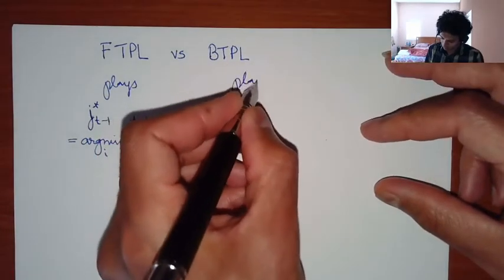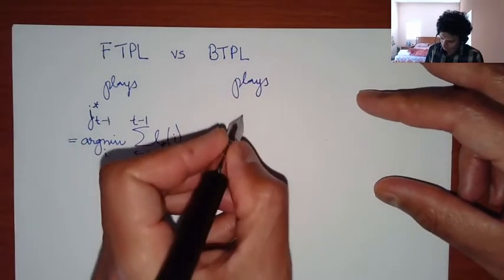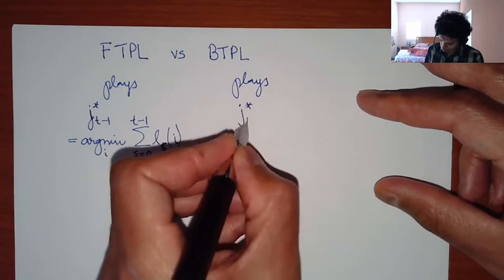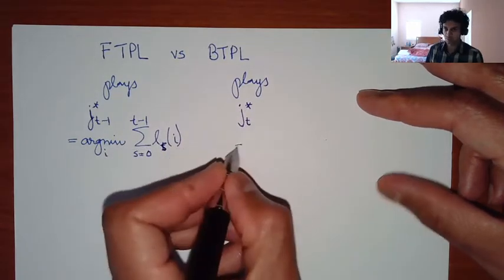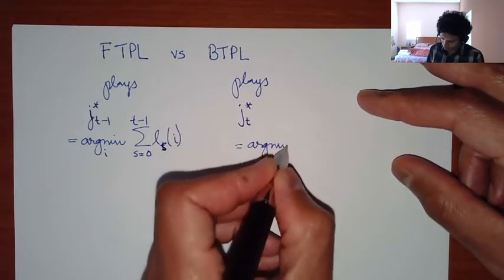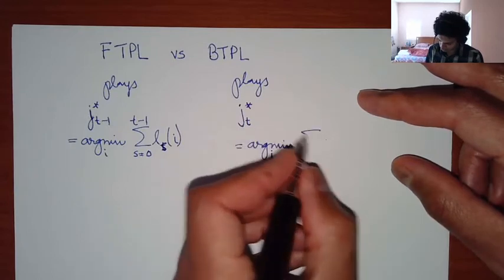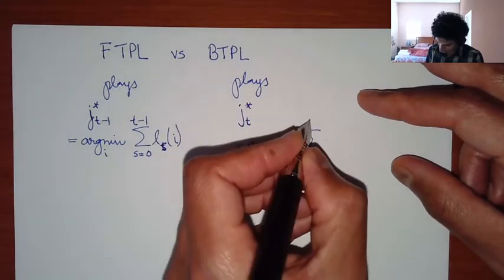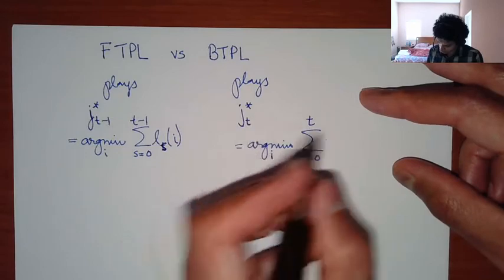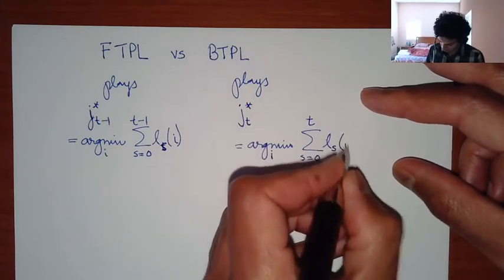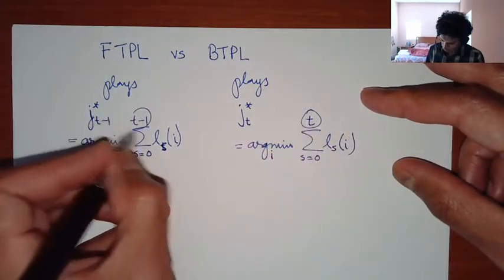B, the perturbed leader, plays J star of t, and this is argmin of the sum of LS of I, S going from 0 to t, so it gets to see the tth one. So the only difference is here.